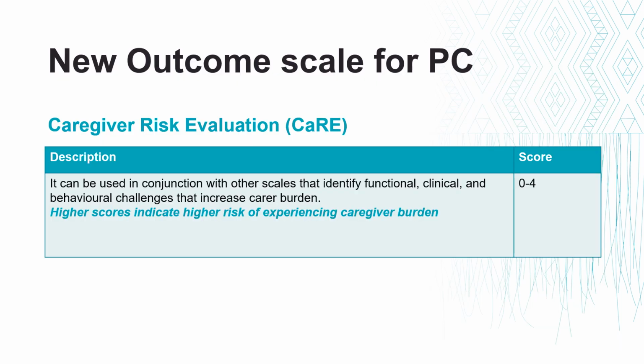There is a new outcome scale added in the palliative care assessment. This is the caregiver risk evaluation or care scale. It has a scale range of 0 to 4 and can be used in conjunction with other scales which help to identify functional, clinical and behavioural challenges that increase carer burden. The higher the score indicates a higher risk of experiencing caregiver burden.